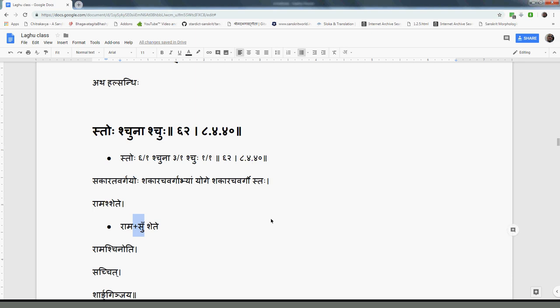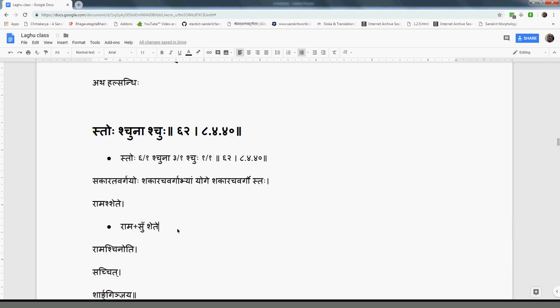Just give me a moment. How many sutras will I have to cover? I'm just looking at it. Okay, I'll not cover all those. I'll just mention in passing, and then we can see the important sutras in the context of the current sutras.